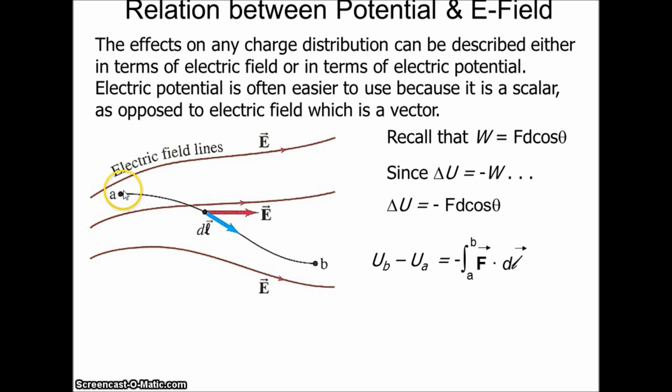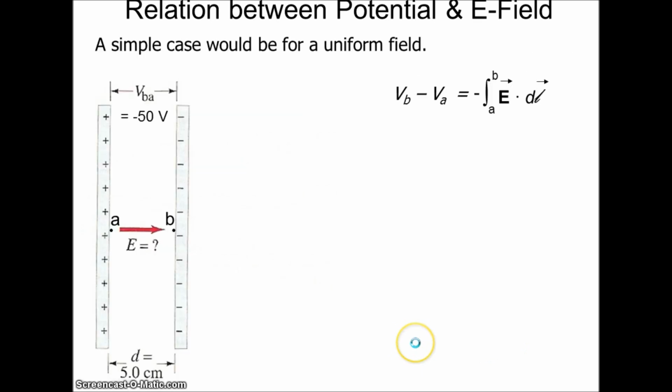So if this is a test charge, it's going from high potential to low potential. Remember, the electric field lines point from high potential to low potential. That's going to be equal to negative integral from A to B of the force times the line element dl. If I divide both sides by charge, this becomes the electric potential at B minus the electric potential at A, equals negative integral from A to B of the E field dot the line element dl. So let's look at a very simple case where we have a uniform electric field.